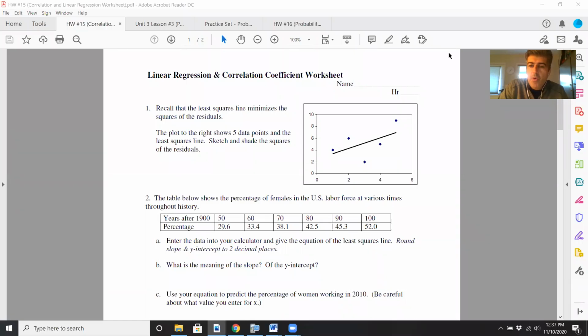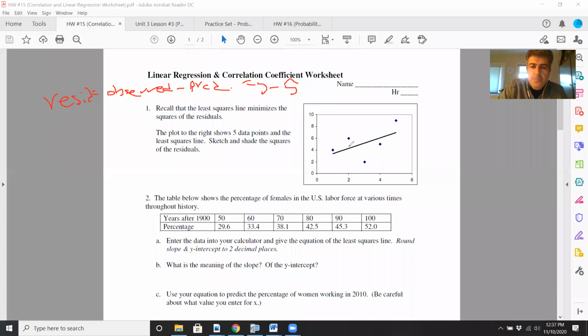So this is a review of homework number 15 on the linear regression and correlation coefficient worksheet. Number one, recall that the least squares line minimizes the squares of the residuals. So remember what a residual is. A residual is your observed value minus your predicted value. Or sometimes you say it's y minus y hat.